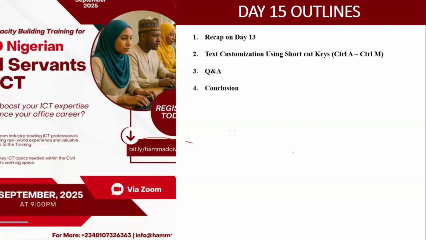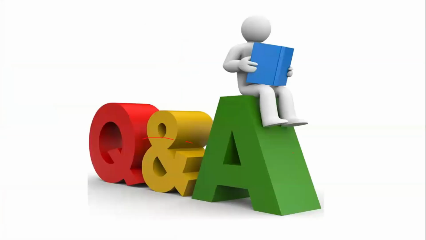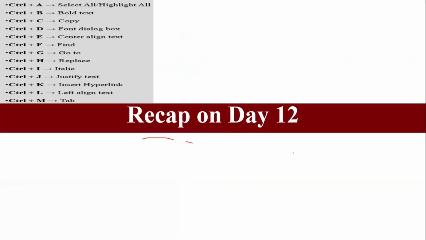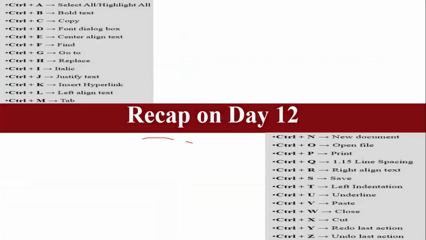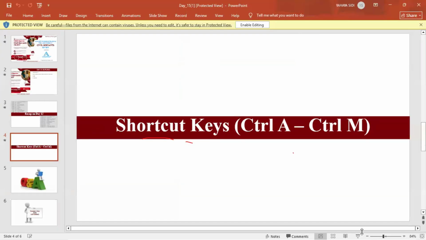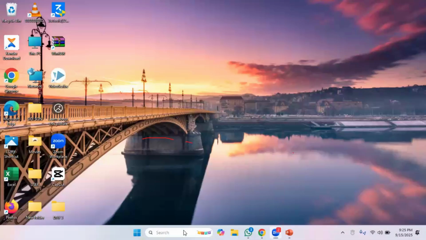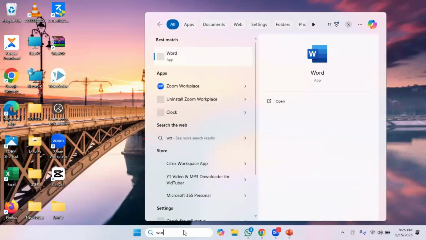So now let's move to text customization using shortkeys from Control A to Control M. I'll give you the practical aspect of how Control A to Control M work. Let's go to Word and see how we can apply each of them. First of all, let me go to my Word application.